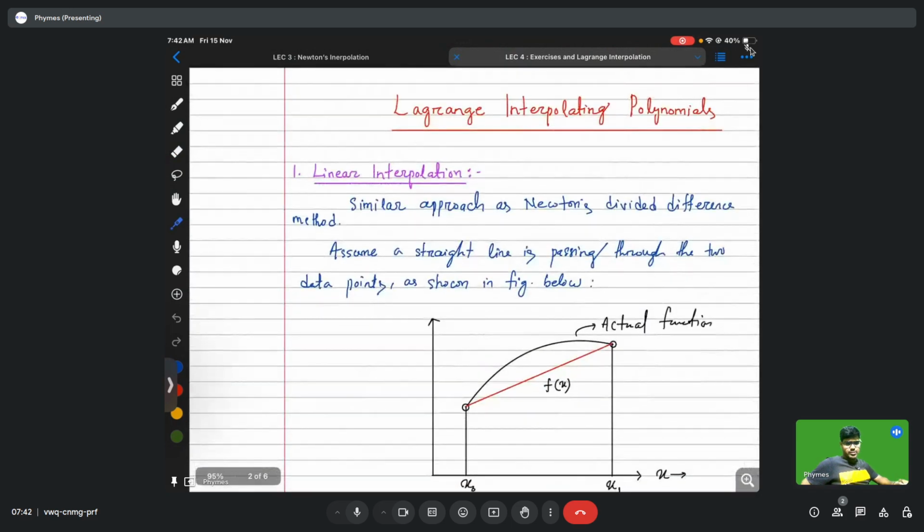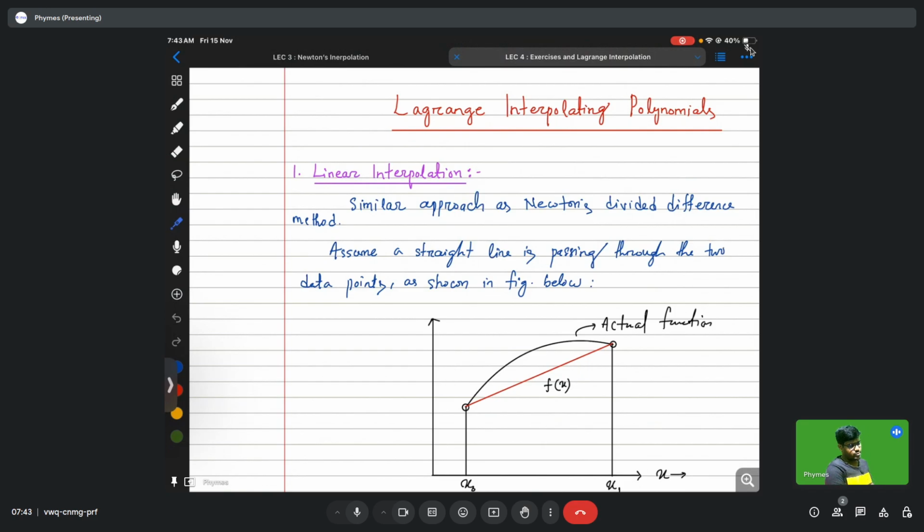So what is Lagrange's interpolation method? Here it is also known as Lagrange's interpolating polynomials. So what is this method? The first one is, as usual, the linear interpolation, as we have also discussed in Newton's interpolation method. So first let's do the linear interpolation, and the approach is similar to Newton's divided difference method.